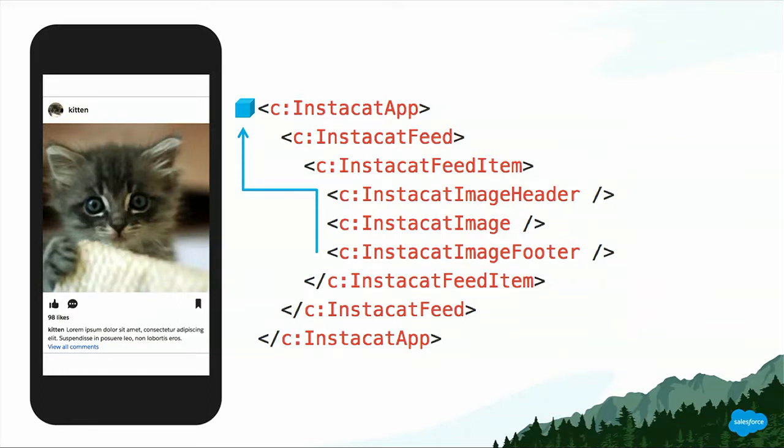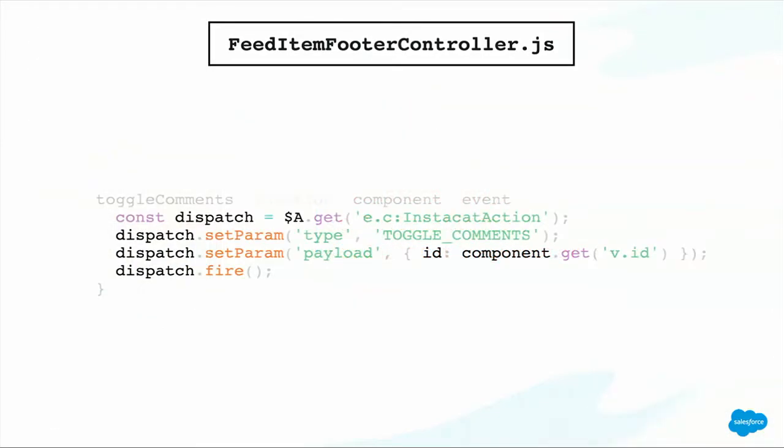So let's take a look at what our toggle comments function looks like now. In our toggle comments function, we're going to create a new event, and it's an application-wide event. We only have two events in our application, and this is the first one. It has two parameters, type and payload. The type is a string indicating what we actually want to happen. In this case, we want to toggle the comments.